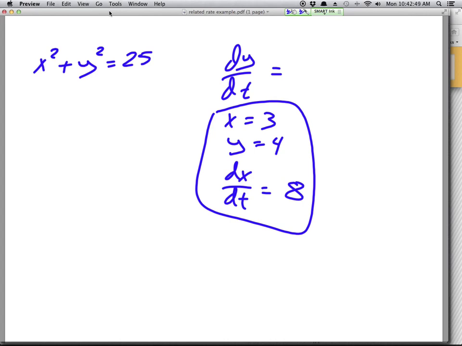The rate of change of y with respect to time. That is correct. Okay, so that's what we're looking at there. That's what those things represent.